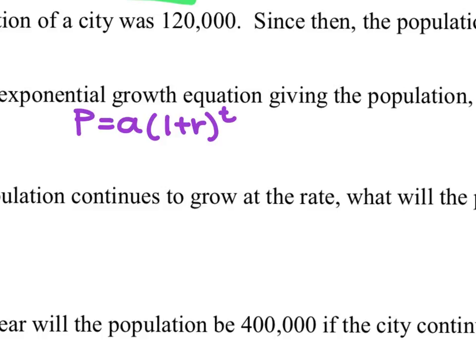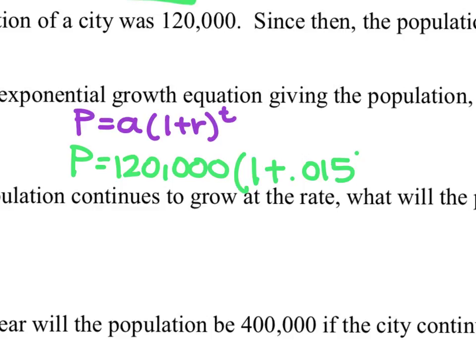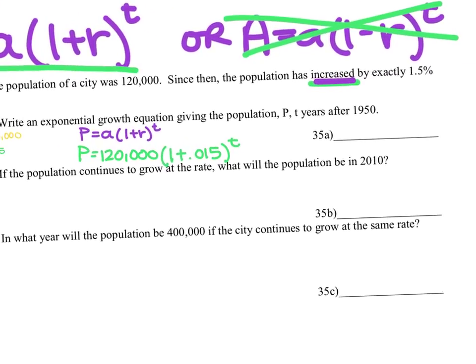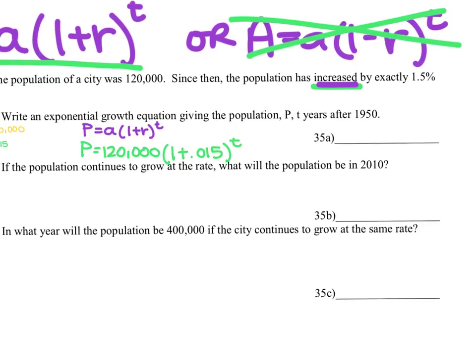All right, and so now I'm just going to fill in everything I know. P equals 120,000, which is the starting amount, times 1 plus 0.015 to the t. And I'm just going to combine the inside parentheses part, and that's going to be my answer.